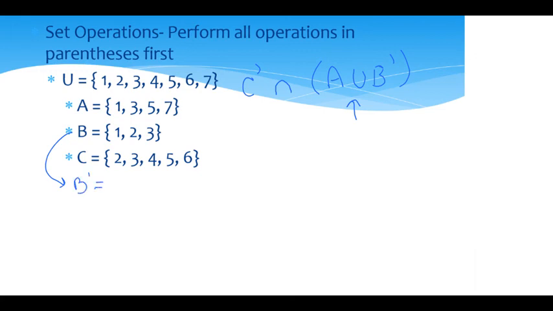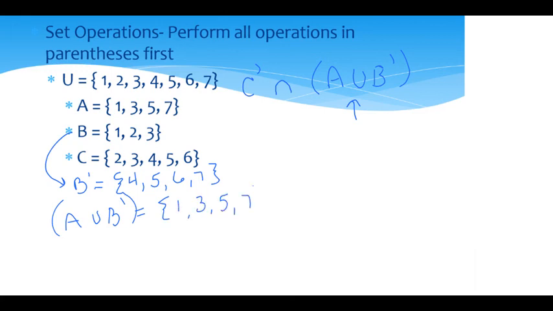Remember, the complement is everything in the universal set that's not in B. So the complement of B would be 4, 5, 6, and 7. And then I want the union between A and the complement of B. So that's going to be, let's see here. A is 1, 3, 5, and 7. And then the complement of B is 4, 5, 6, 7. We already have 5. We already have 7. So 4 and 6 will be added.